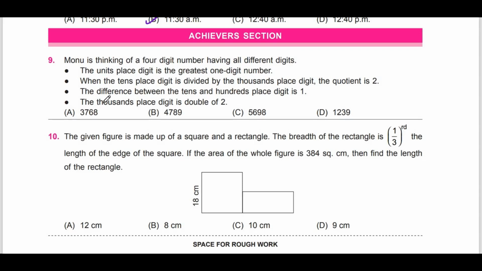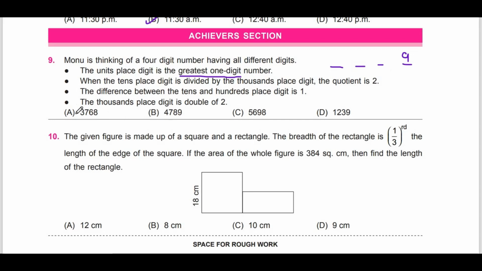So how to find the answer. So we have 4-digit numbers. So as I will always try to draw the 4 lines. So this is our 1000, 100, tens and ones. So let's find out point by point. What is the first clue given to us? The unit place, that is the ones place digit, is the greatest 1-digit number. So I think you all know what is the greatest 1-digit number. Right. So the greatest 1-digit number is 9. Which is pretty easy for us to understand.